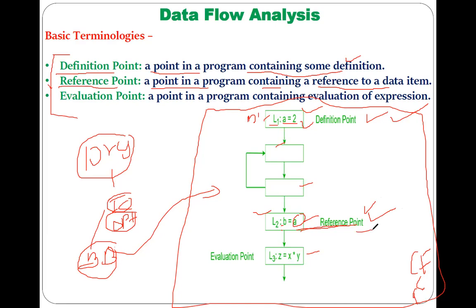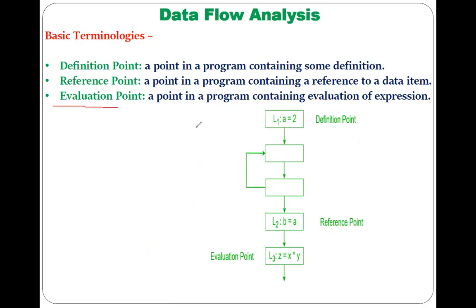Okay. Then next we have the evaluation point. A point in the program containing evaluation of an expression. Now, where is the evaluation, the computation of the expression, done? Is the evaluation done here? No, here no, here no. Is the evaluation done here? No. Some computation, in the sense that some operation is getting performed, something is getting evaluated. So here evaluation is done. What evaluation is done? X into Y, this evaluation is done here. So that is the reason this point is called the evaluation point. Some operation is getting performed. That is the reason this is referred to as the evaluation point.